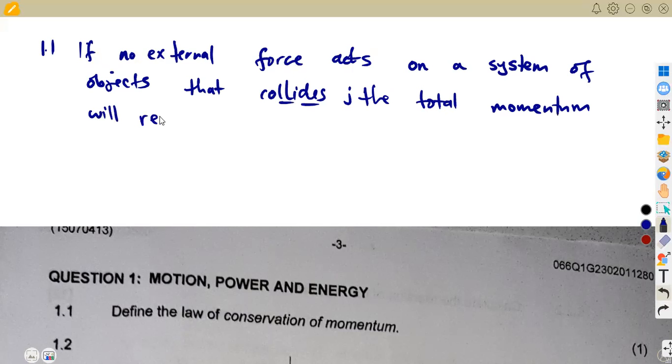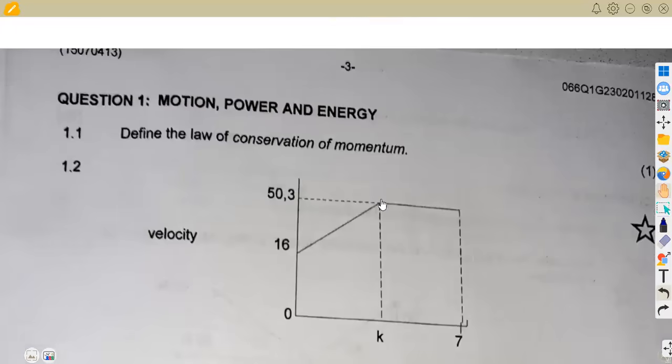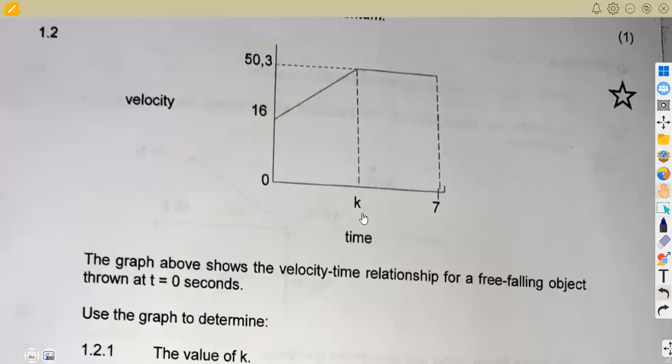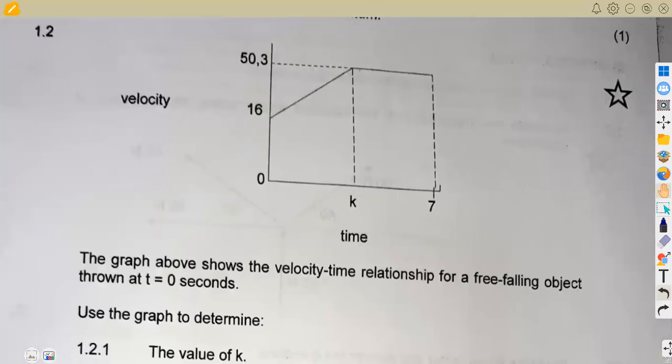All right, so that's the condition there, will remain constant, meaning to say we are not going to have any change that is affecting it, as long as there is no external force that is being applied. We are not going to have any part that is going to change or affect our momentum. It is going to remain as it was.